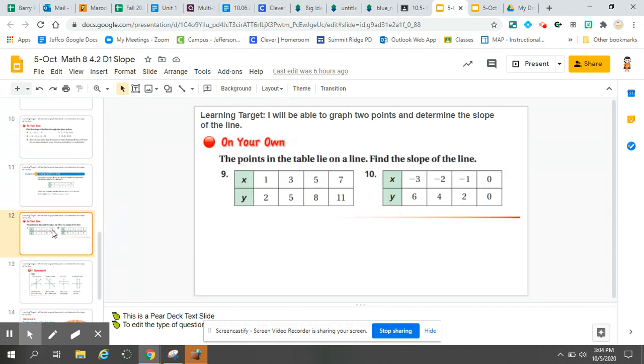Here are some practice problems. It says on your own. Again, if you make a mistake, no worries. We'll go over this in class.